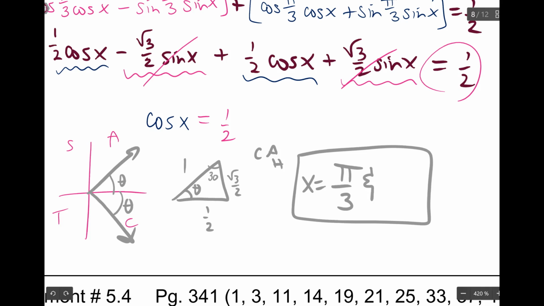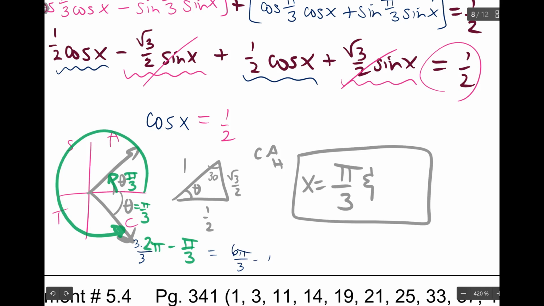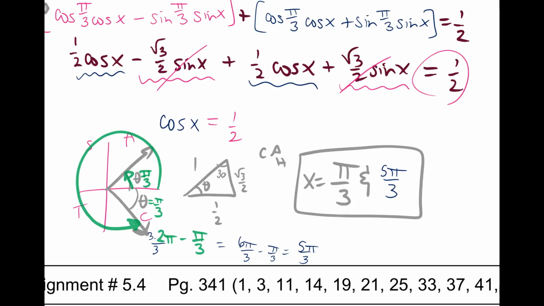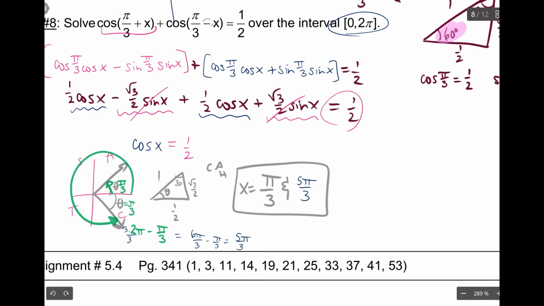But I'm going to have another angle as well. I have pi over 3, but I also have the one that goes all the way around to here. To find this angle, I'm going to do 2 pi minus pi over 3. Getting it over the same denominator, it's 6 pi over 3 minus pi over 3, 5 pi over 3. It's a third less than 2 pi. Cool, so that's it. I don't have to find all values, it's just over the interval from 0 to 2 pi.